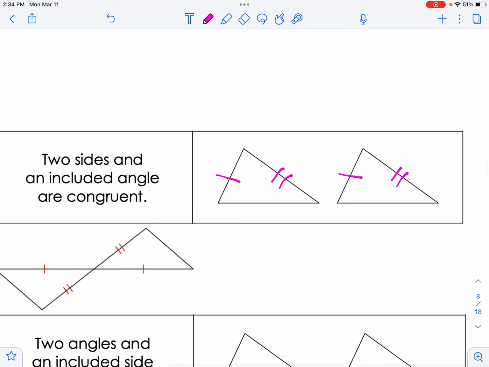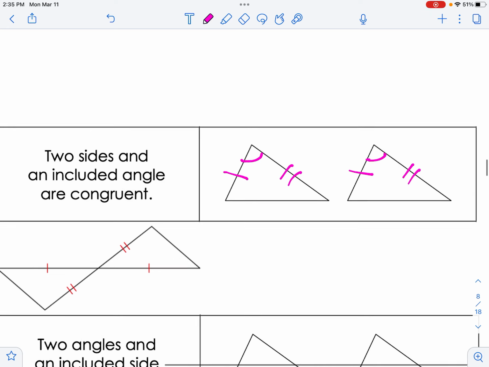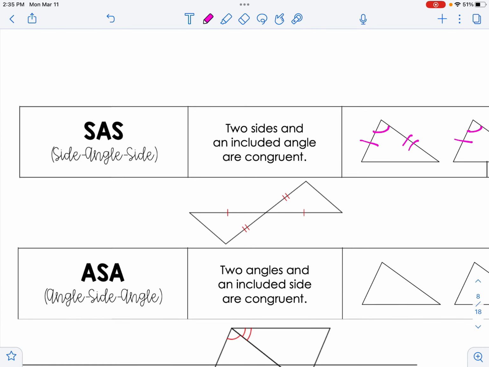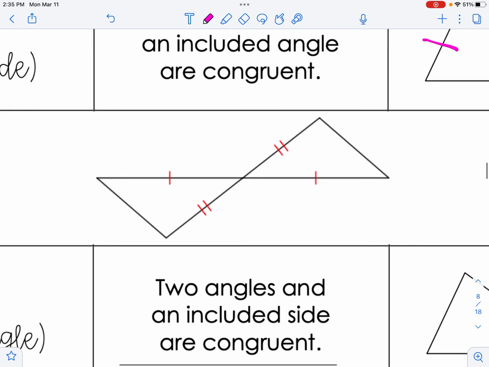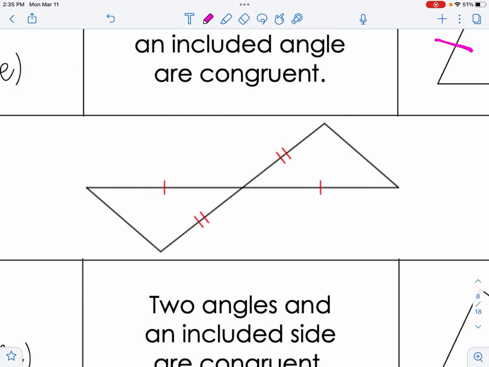It has to be in the middle, so it would have to be this one and this one. Then I could say side, angle, side. They have to match up, so it has to be in that order. Now, if I picked two other sides in this triangle, they have to do a different angle. Okay, so here would be two triangles where you could do side, angle, side.